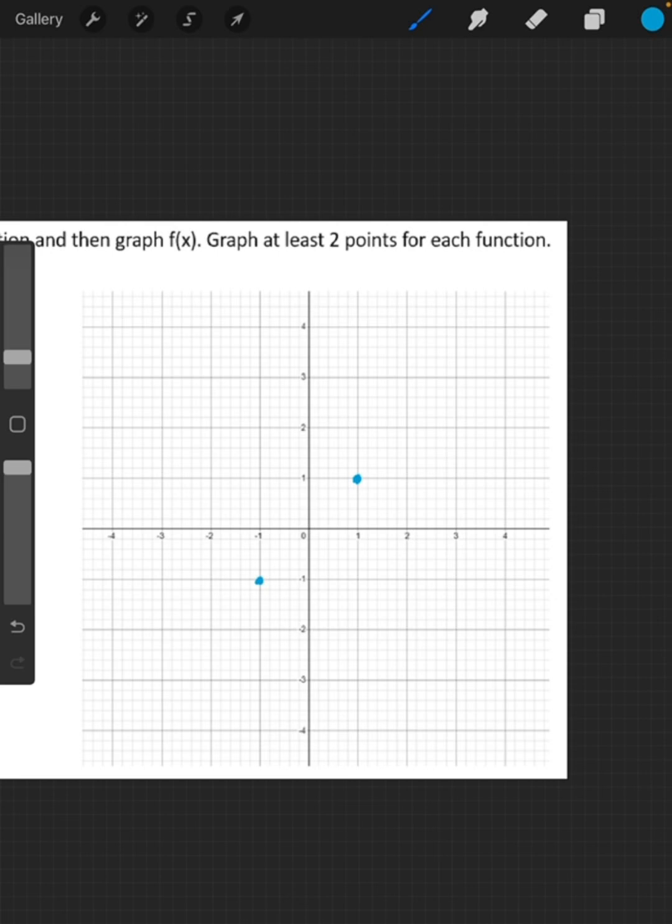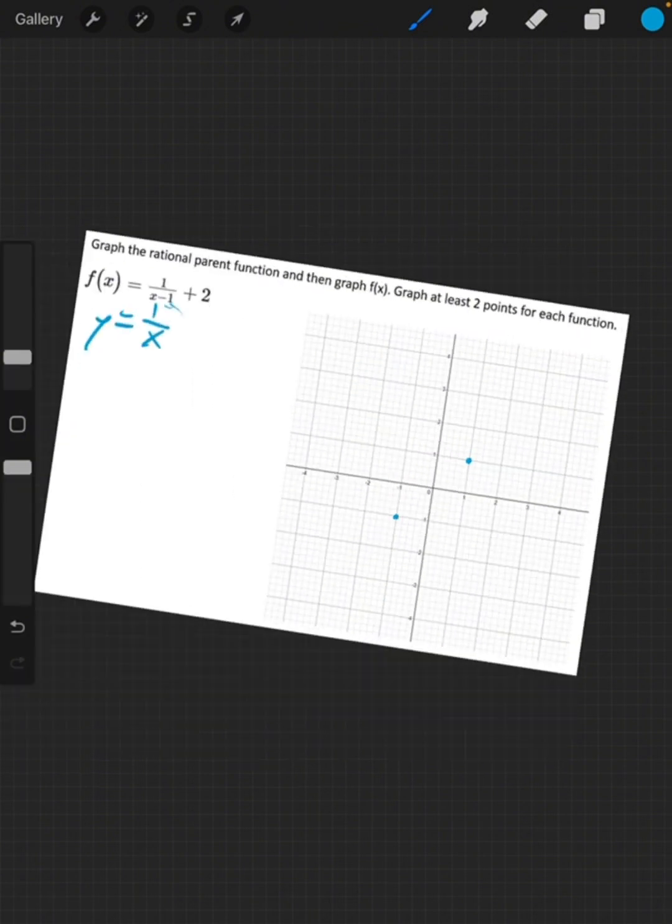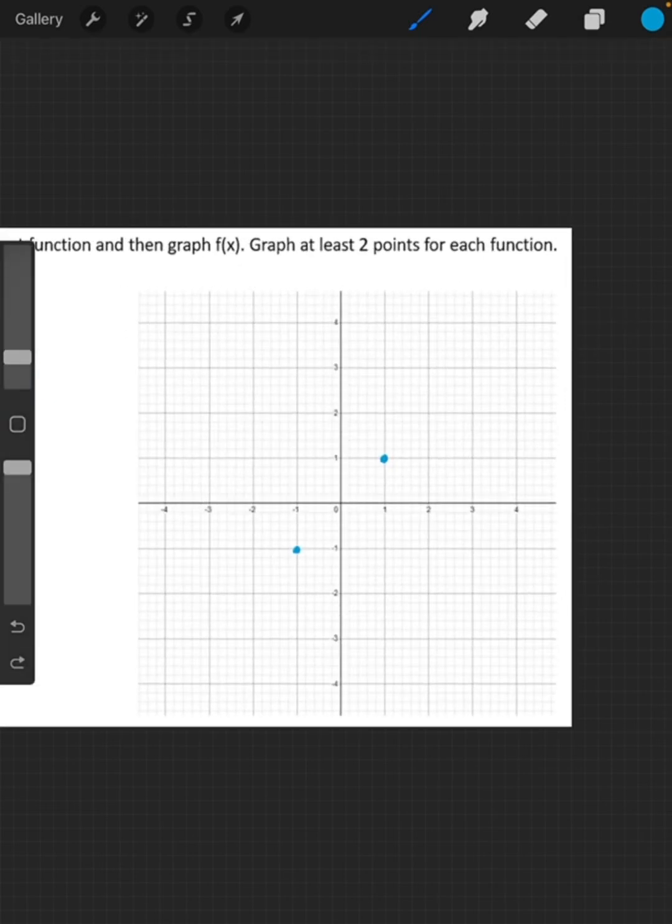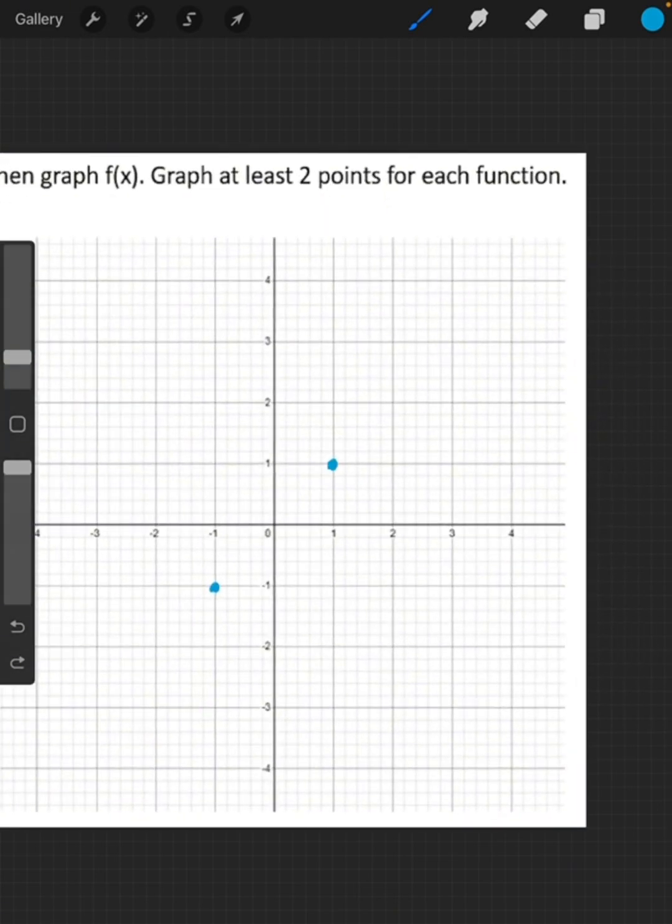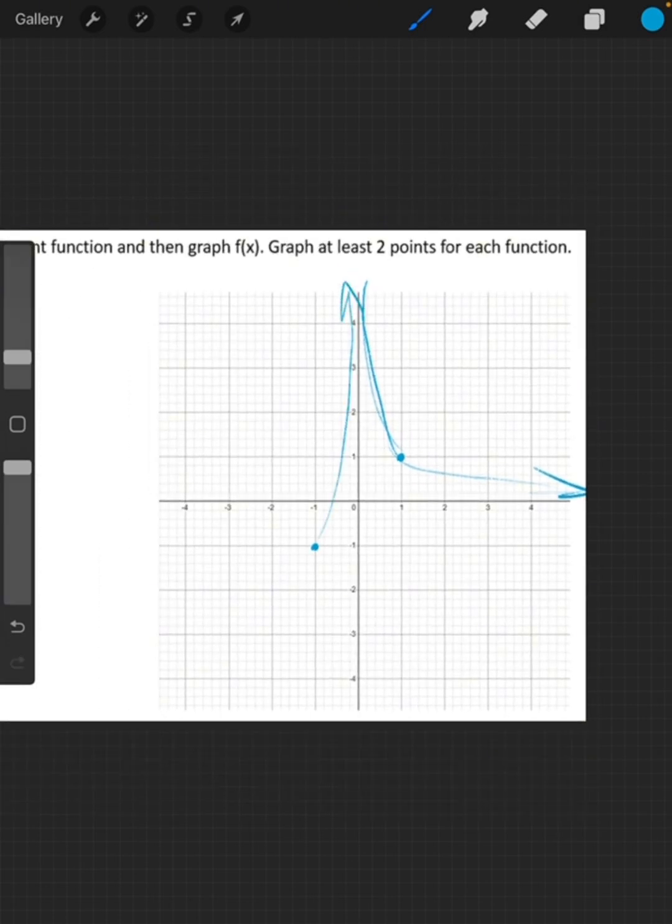So basically this function will never touch 1. It won't touch 1. Okay, it can't. So the 1 is the 0, and you can't divide by 0. So that means you can't touch it. It'll just get super close to it, but it won't touch it. You get what I'm saying. I graphed that wrong.